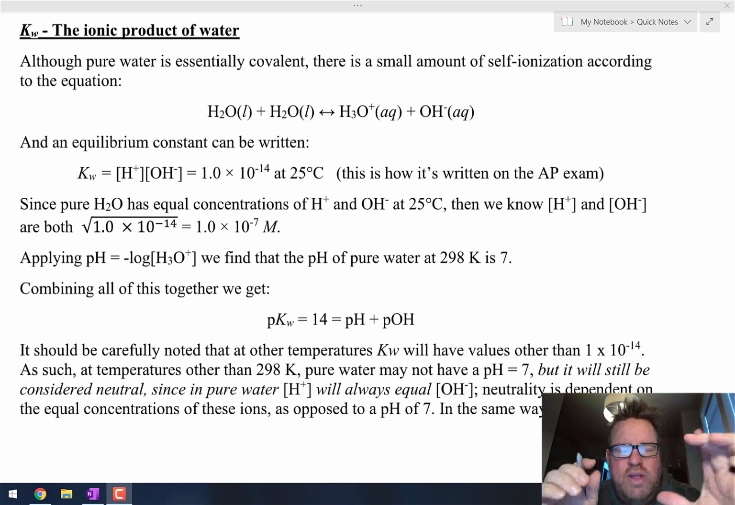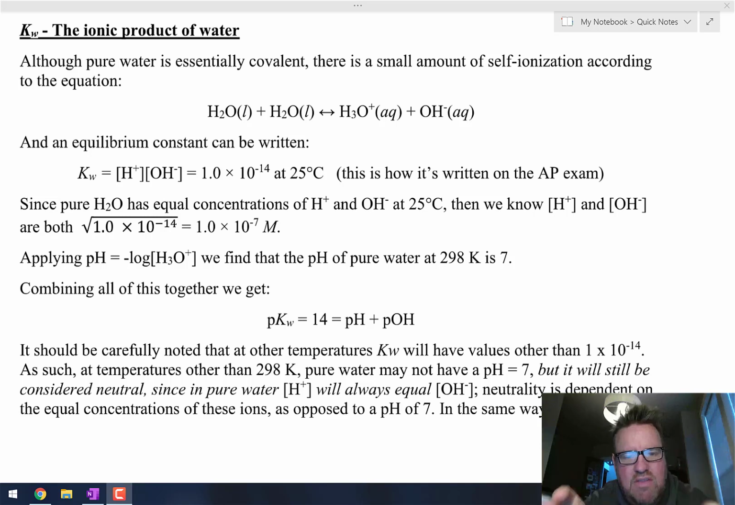The reason that happens is because even in an acidic solution, there's still some hydroxide ions. We'll talk about why here in a second. And in a basic solution, yes, there are still some hydrogen ions. There's just more hydroxide ions than there are hydrogen ions.